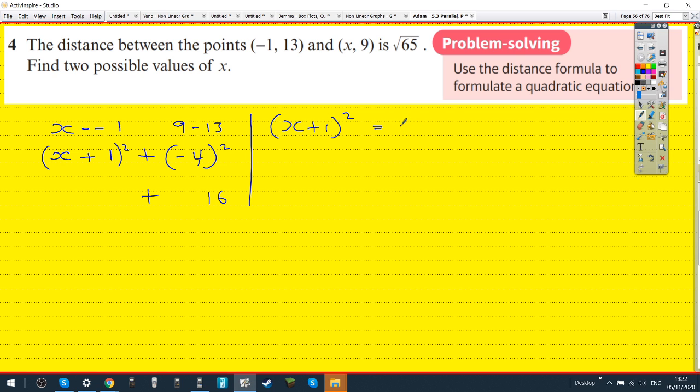What does squared mean, when it's outside of the bracket? Yeah, just in general. What is squared? The number multiplied by itself. Yep. So it's x plus 1 times x plus 1. And then you multiply both brackets.